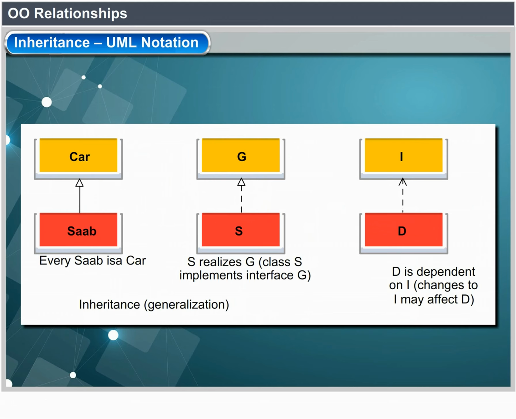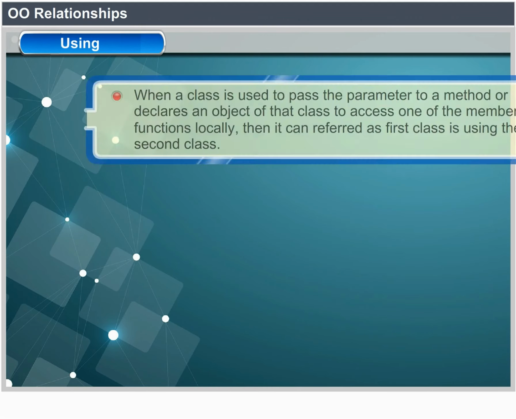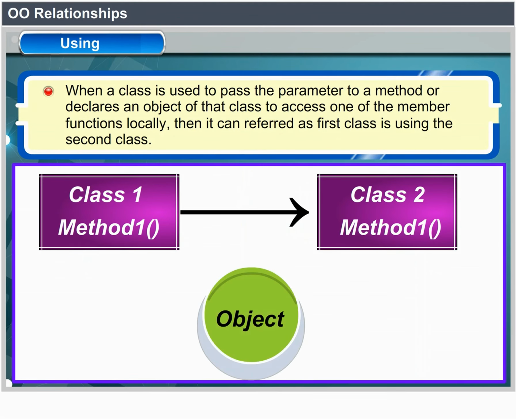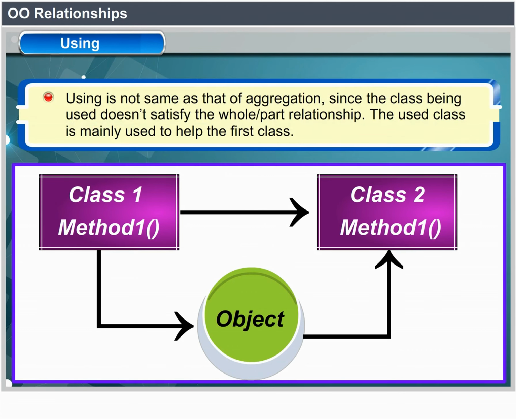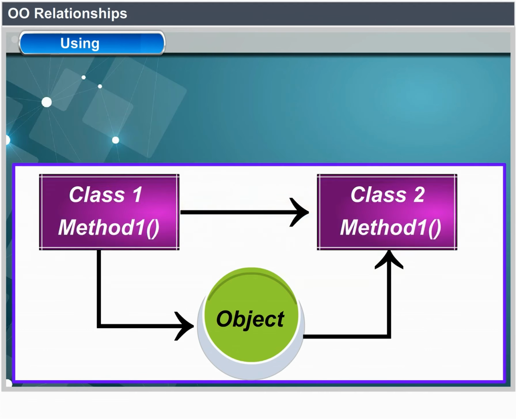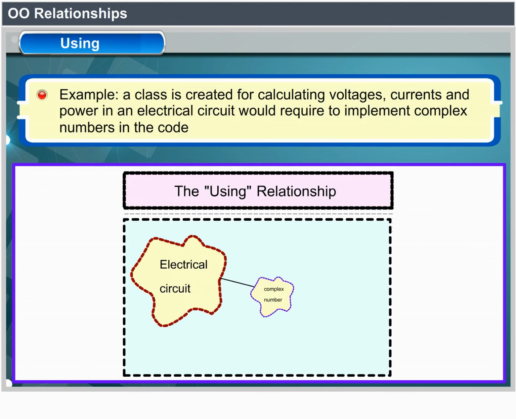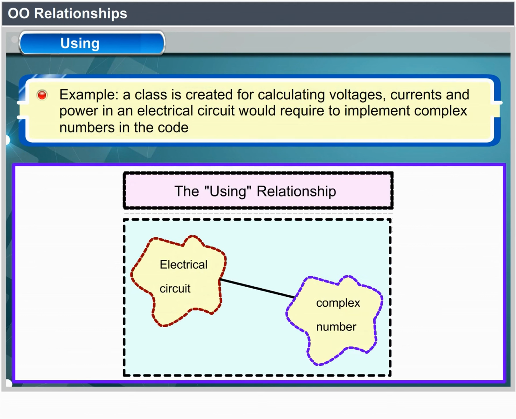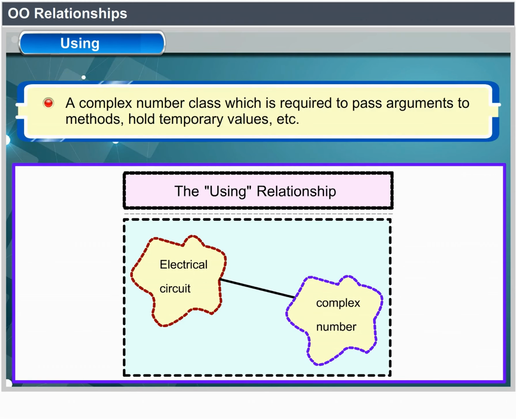Inheritance generalization. Using. When a class definition uses another class as a parameter to a method or declares an object of that class local to one of the member functions, then we say the first class is using the second. Using is not the same as aggregation, since the class being used doesn't satisfy the whole-part question. The used class exists to help the first class. Example, a class for calculating voltages, currents and power in an electrical circuit would need to deal with complex numbers a lot. A complex number class would be used to pass arguments to methods, hold temporary values, etc.